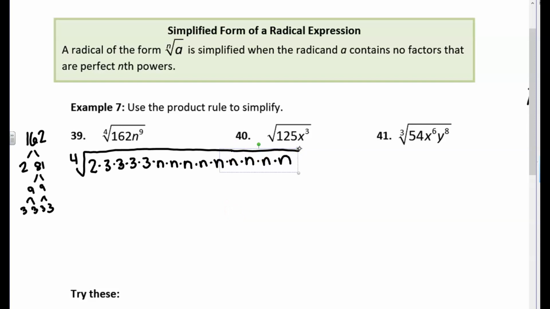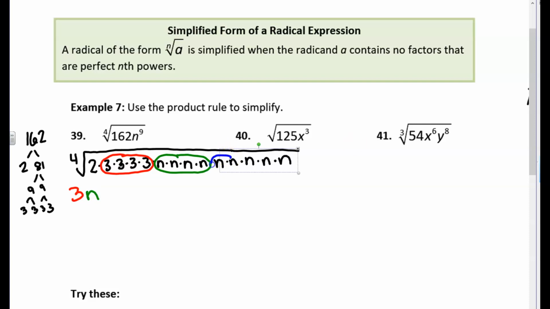The 4th root means when I have a group of 4 things that are the same multiplying together, that can come out of the radical. So here I have a group of four 3s, so a 3 can come out. And then I have a group of four n's, that n can come out.